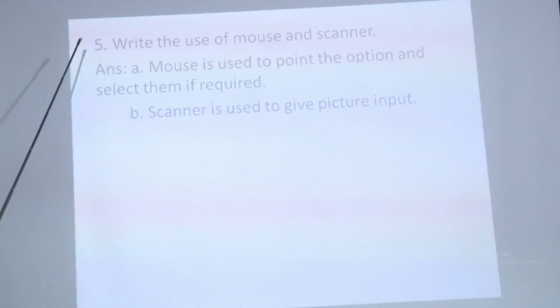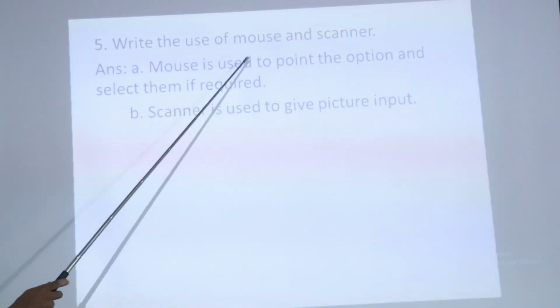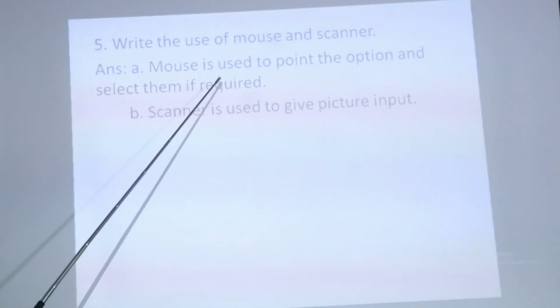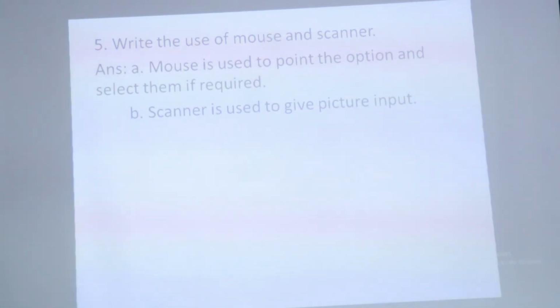Okay. Question number 5. Write the uses of mouse and scanner. Answer is A. Mouse is used to point the option and select them if required. B. Scanner is used to give picture input.